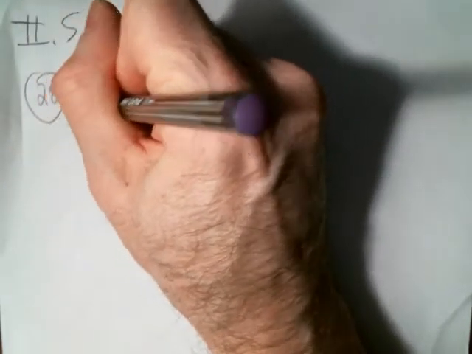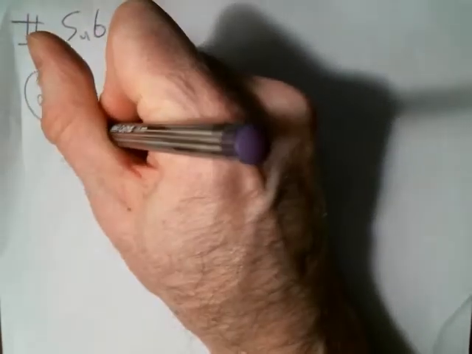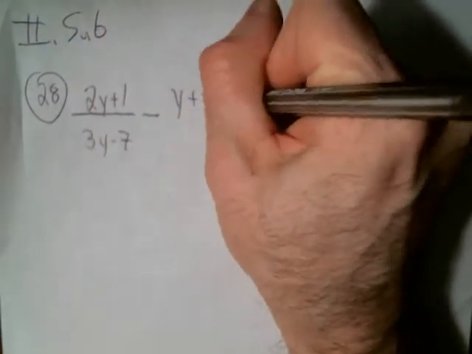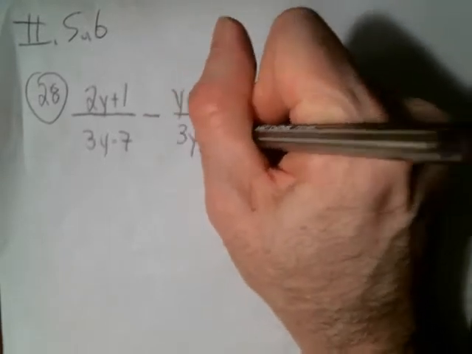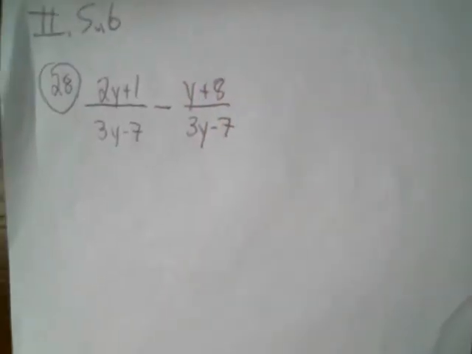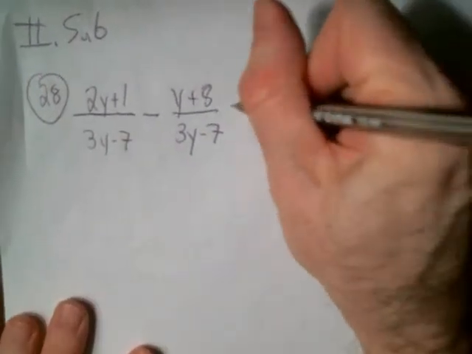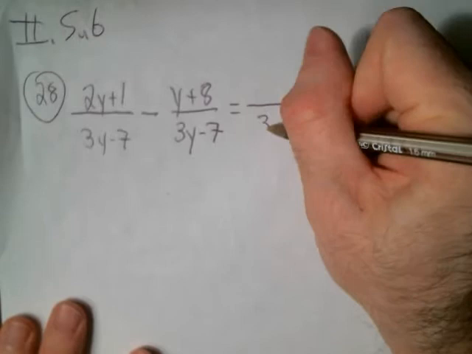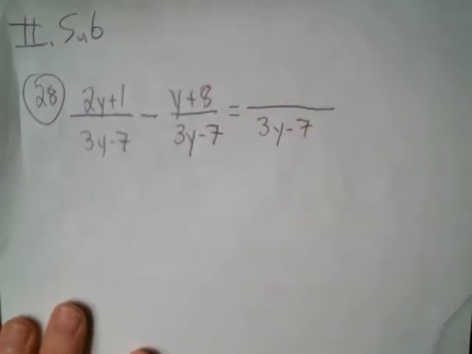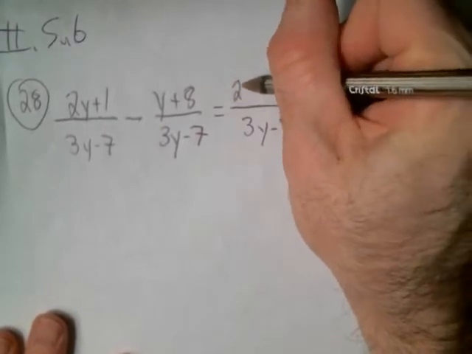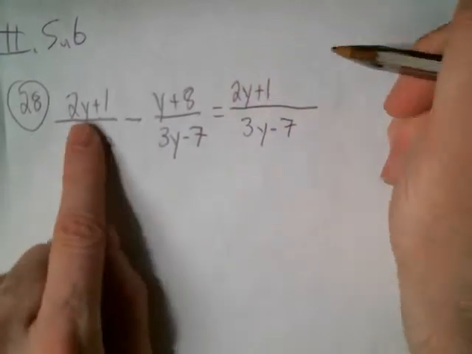Okay, so here's 28, 2y plus 1 all over 3y minus 7 minus y plus 8 all over the common denominator of 3y minus 7. Okay. So when we, you know, the bottom's the same. You just borrow the same common denominator as usual, business as usual. The numerator starts out kind of the same. So you have 2y plus 1, the first numerator.